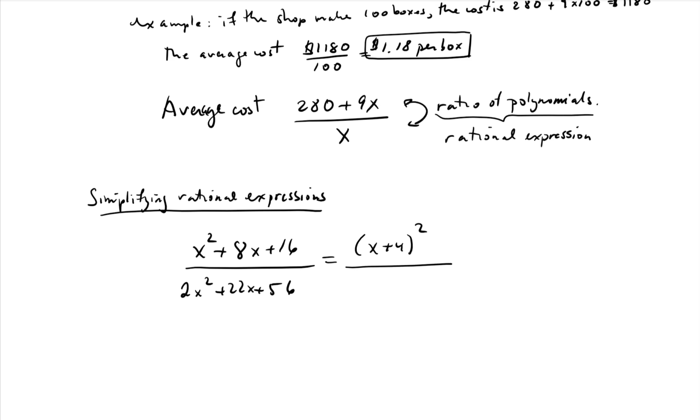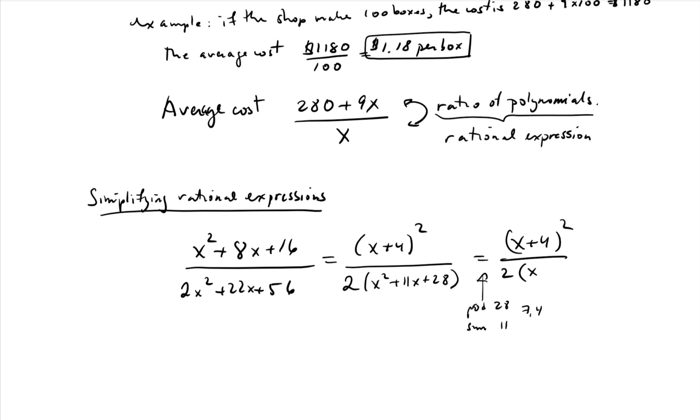And the bottom, maybe first thing is to take out the greatest common factor. So we've got a greatest common factor of 2. And if you do this, what is that? That's 28 here. And then we want a product of 28, a sum of 11, you get them, 7 and 4. So this is x plus 4 squared, 2 times, and here since the coefficient of x squared is 1, as soon as we've got our numbers, 7 and 4, it's x plus the first number, x plus the second number.